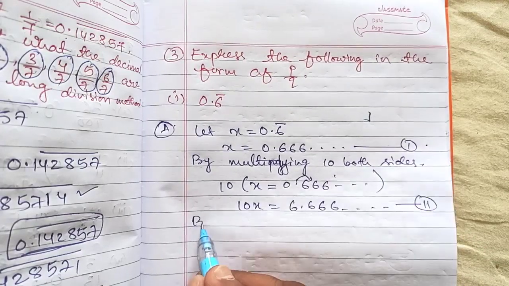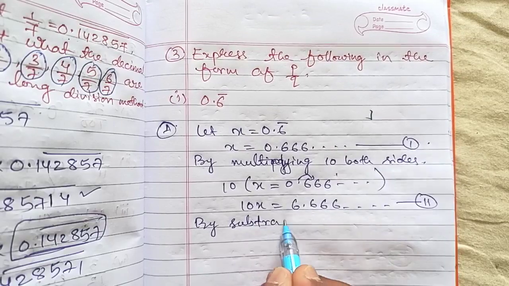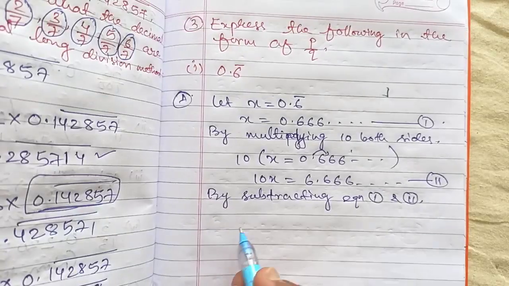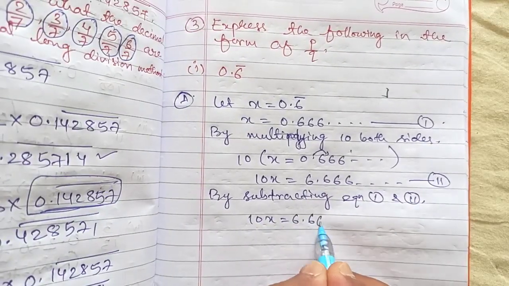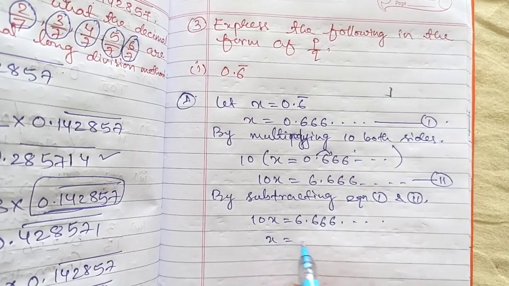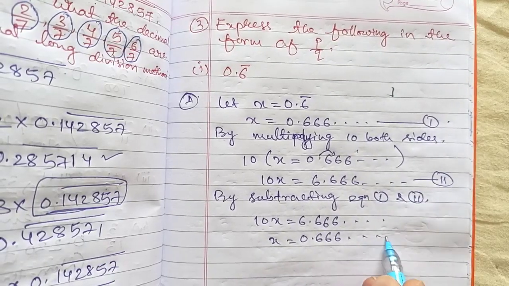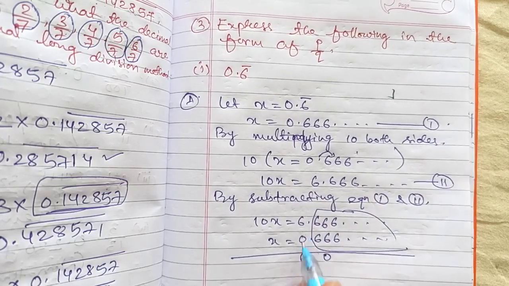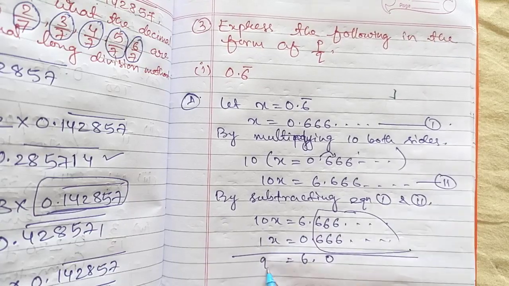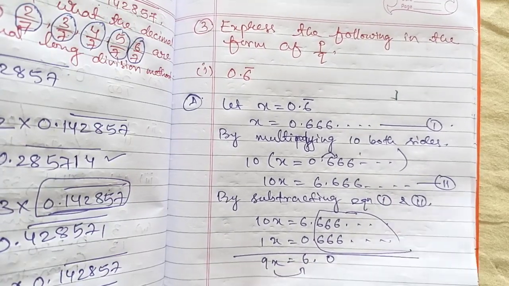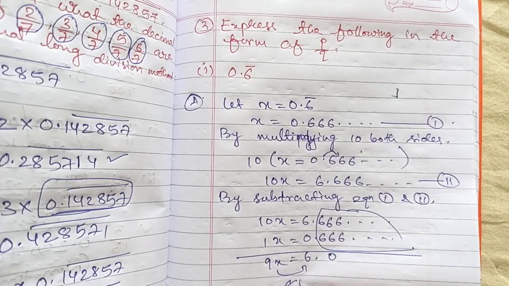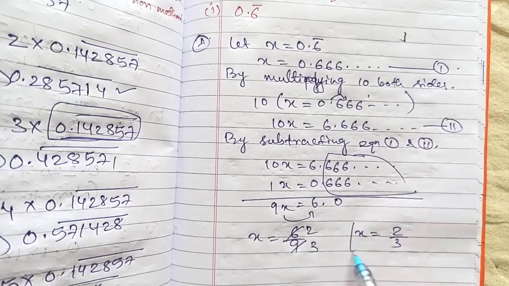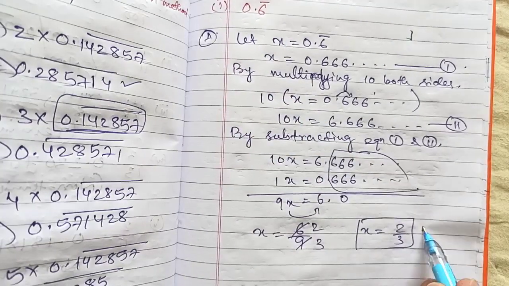Now we will subtract. By subtracting equations 1 and 2, what will we get? 10x equals 6.666 dotted minus x equals 0.666 dotted. All the 6s will become 0. 6 minus 0 is 6. 10 minus 1 is 9x. Divide by 9 here: x equals 6 by 9. 3 twos are 6, 3 threes are 9. So the value of x is 2 by 3. The answer of 0.6 bar is 2 by 3.